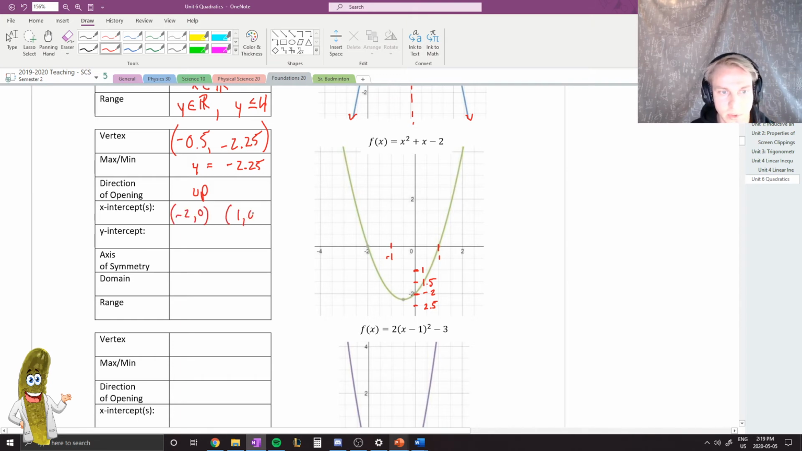-2, 0, and 1, 0. Very nice. Y-intercept goes to Ethan. Lovely. Axis of symmetry goes to Heidi. So that's the line that cuts. Yeah, exactly.